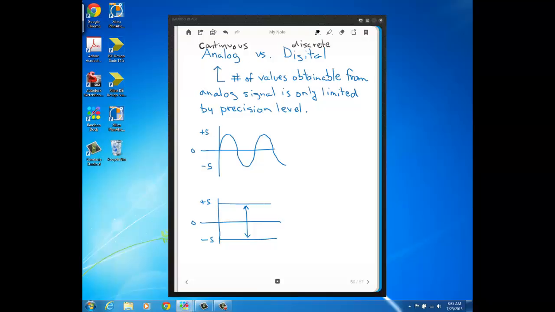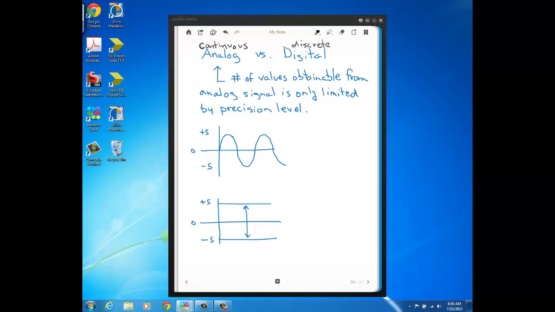Now, a definition of analog that I like, and there's various definitions, but this is the one that I particularly like, is that for an analog signal, the number of values that you can obtain from an analog signal is only limited by your precision level. Okay, and I'll give an example of what's meant by this.